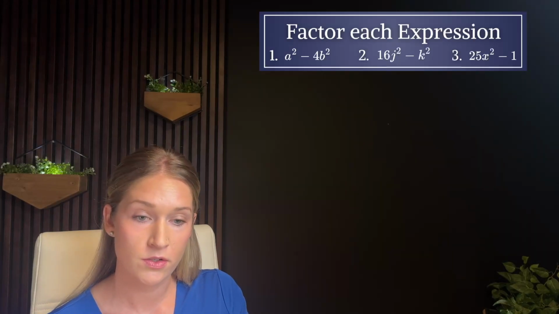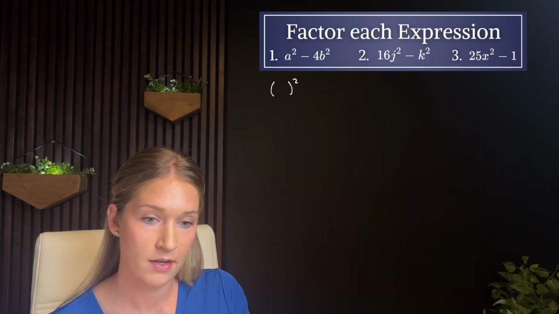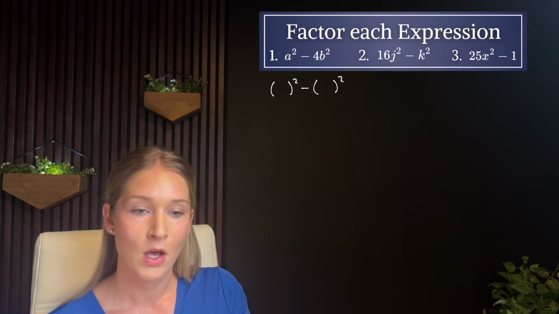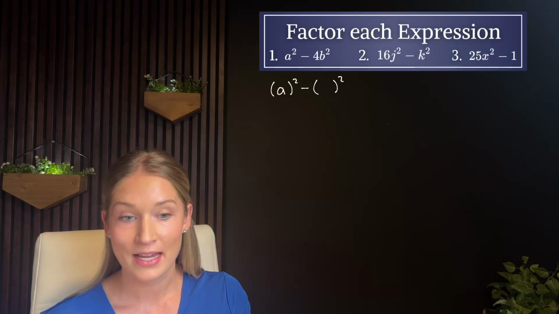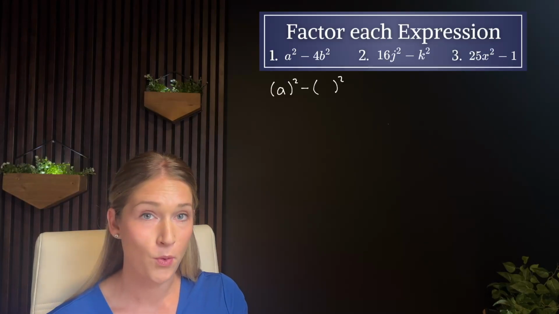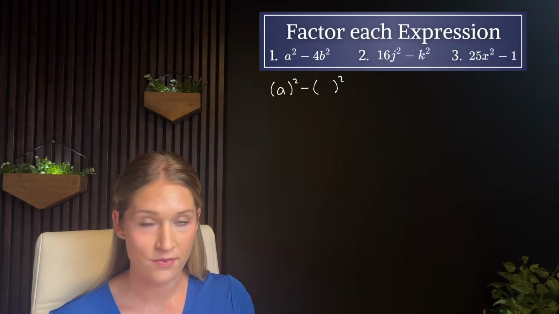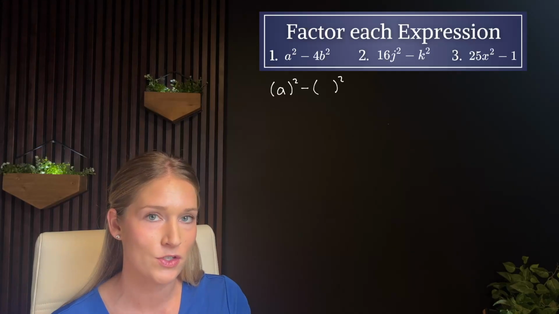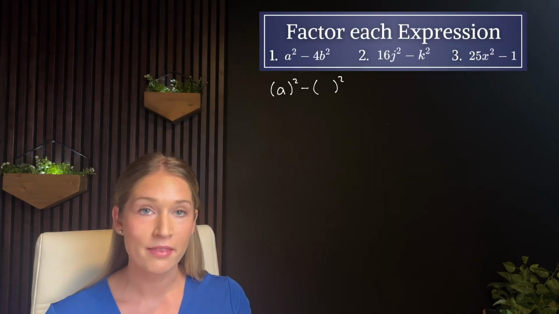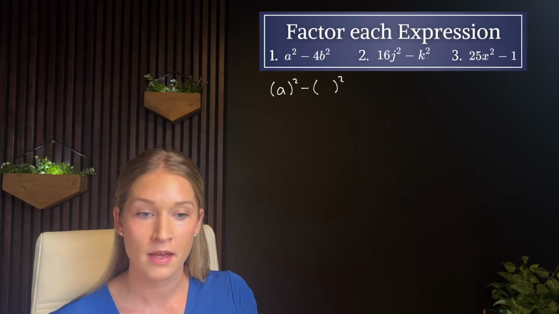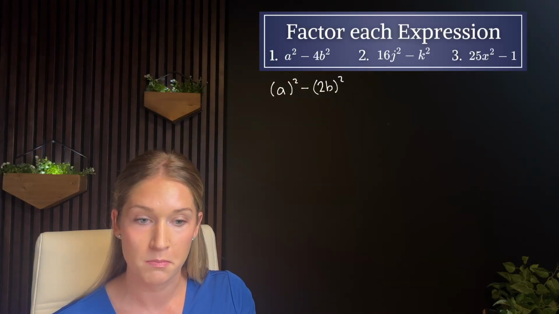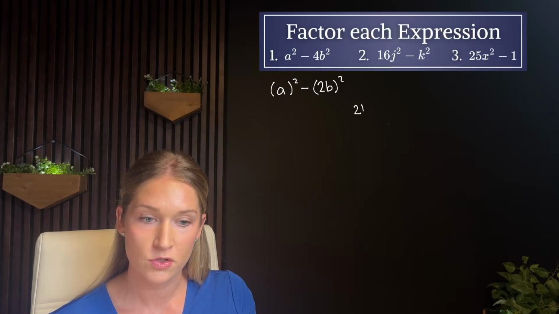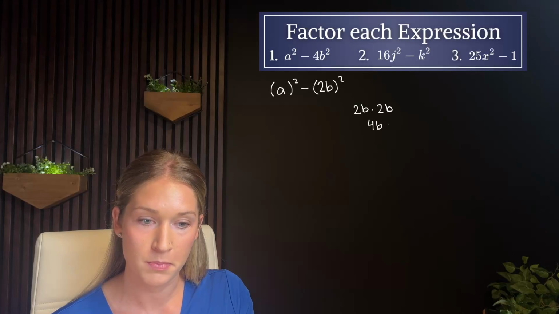So what I'm going to do is rewrite these as something squared minus something squared. Well, my a is already squared, so I know that that's just a squared. And the second one, the b is squared, but the 4 is not. The 4 does not have an exponent. Only the b has the power of 2. So if I want to rewrite it as one thing all to the power of 2, that 4 is going to be rewritten as a 2, and my b squared would just be b. And this is because 2b times 2b would simplify to 4b squared.